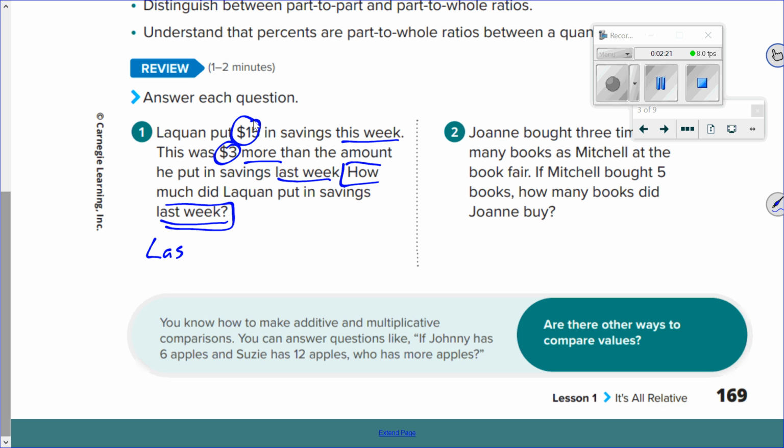So last week, he put in $12. Again, I'm going to ask you whether you're right or wrong. Just because I ask you if you're sure of your answer, don't change it. Make sure you're ready to defend it.